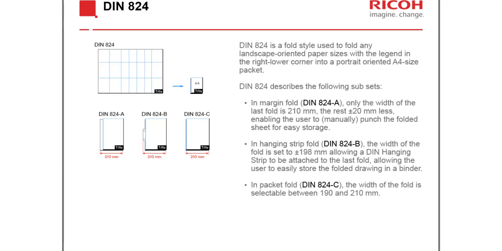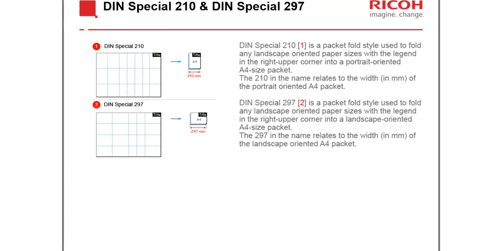DIN 824 is a fold style used to fold any landscape-oriented paper sizes with the legend in the right lower corner into a portrait-oriented A4 size packet. DIN 824, DIN Special 210.